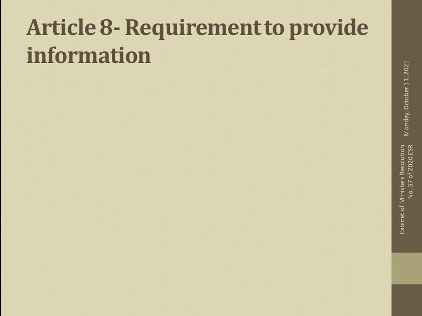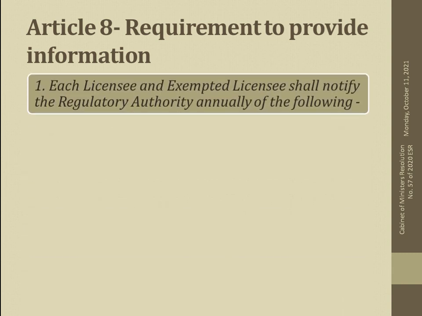In this video, we are going to discuss Article 8 of ESR, requirement to provide information. Point 1 says each licensee and exempted licensee shall notify the regulatory authority annually of the following. Who is the regulatory authority? Ministry of Economy is one example, and the remaining ones, from where you have taken the license, those are your regulatory authority.